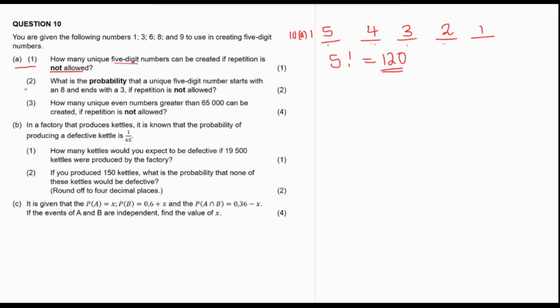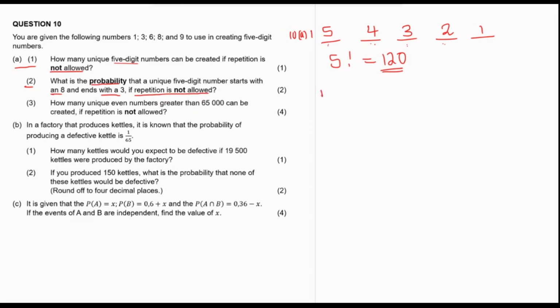Welcome back. Let's do question 10A2. What is the probability that a unique 5-digit number starts with an 8 and ends with a 3 if repetition is not allowed? We want probability.